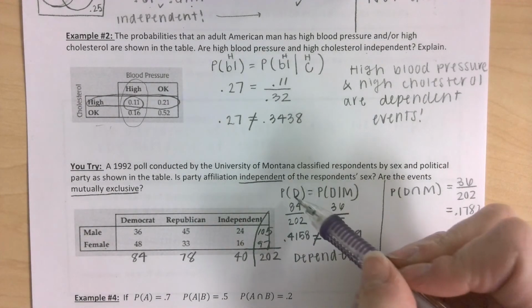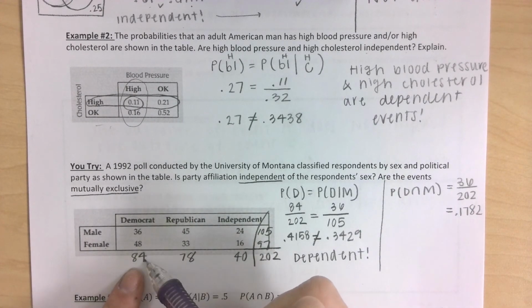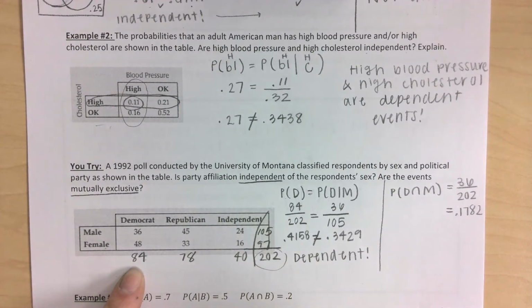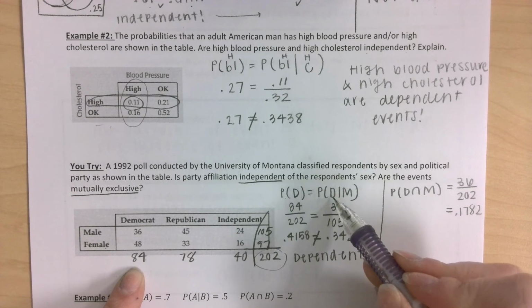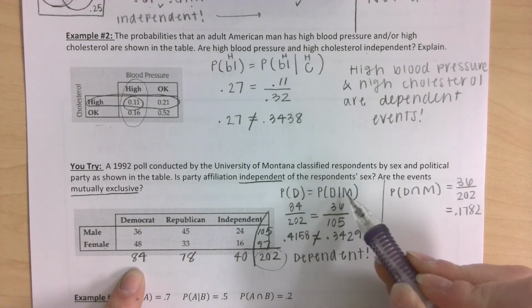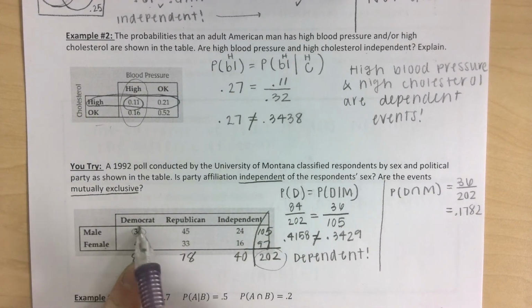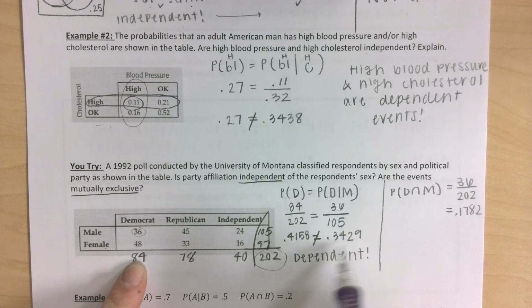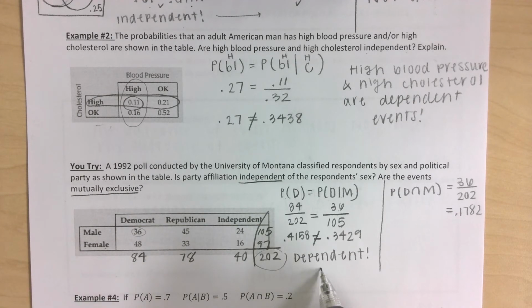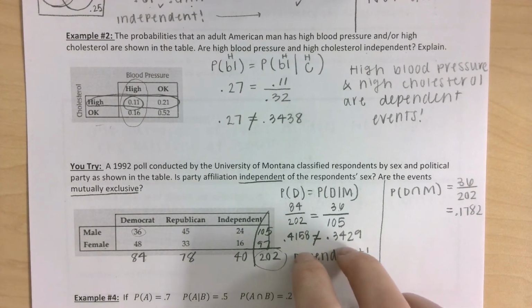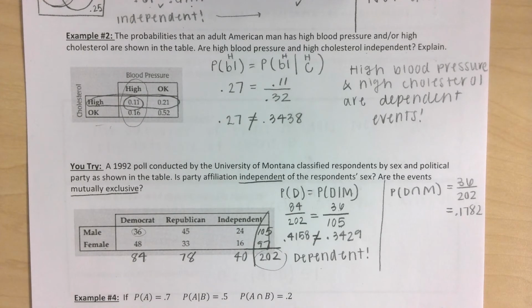When I was finding the chances of somebody just being a Democrat, I took the total for Democrat over the total number of people that participated. Then I found the chances of someone being a Democrat given that they are a male, to see if male had any impact on being a Democrat. So I needed to look at males first, which was 105, and 36 of them were Democrats. I found that these two probabilities were not equal, so the events are dependent. Regardless of what party affiliation or gender you looked at, you should still get two probabilities that are not equal, showing you that they are dependent events.